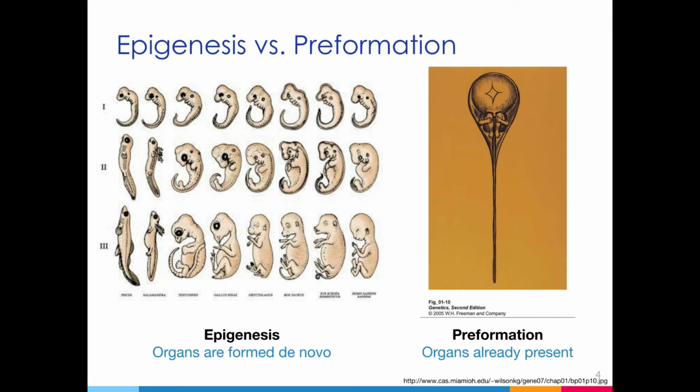But other observations that he carried out led him to support the idea of epigenesis, which states that an organism forms anew with each generation. So in other words, all of the organs and structures of an organism are made from scratch at each generation. And this idea is correct, and to us, it seems obvious.